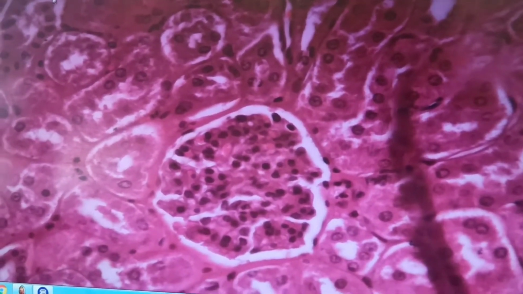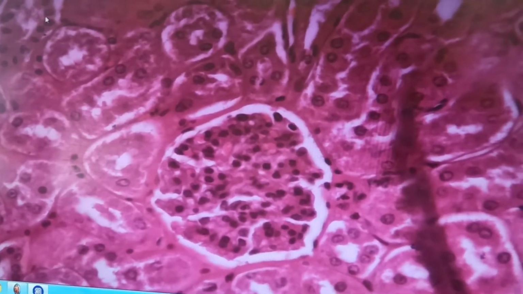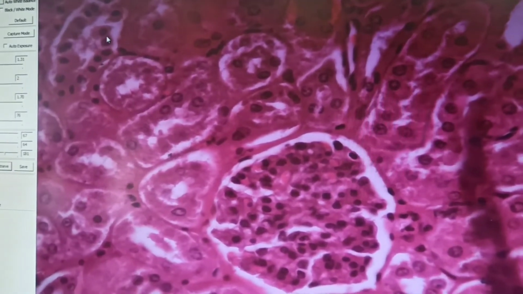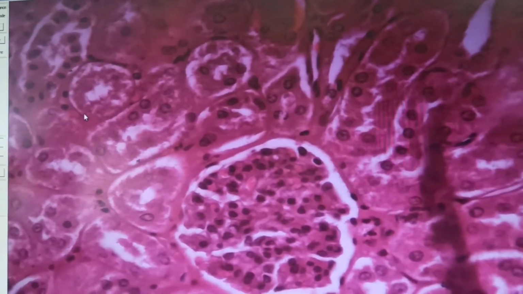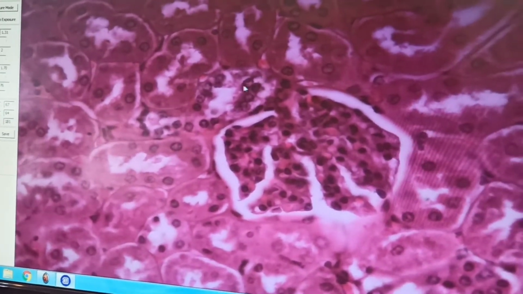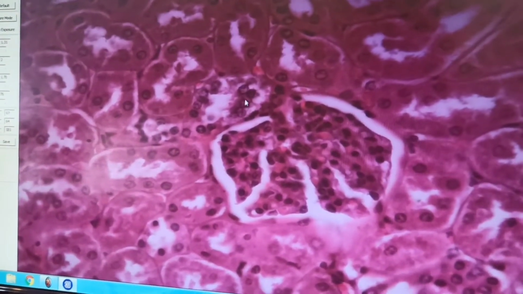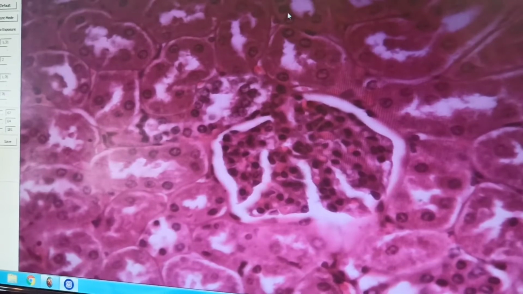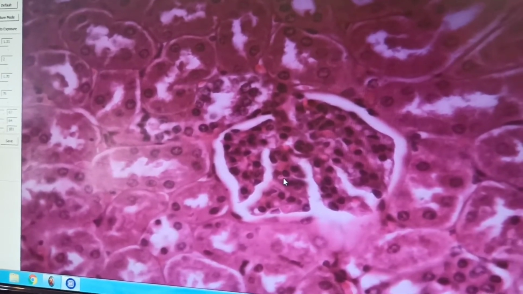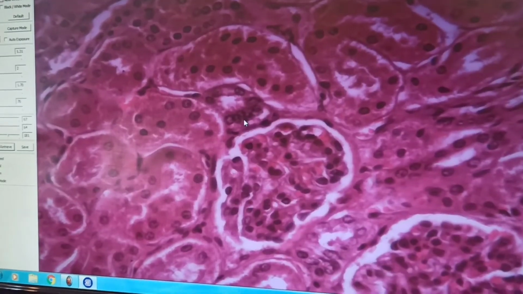But this one is the DCT. We can see more nuclei in one section, indicating the cells are smaller than the big PCT. And the part of the DCT near the vascular pole is the macula densa. Macula densa. Again, the DCT, PCT, macula densa, renal corpuscle.